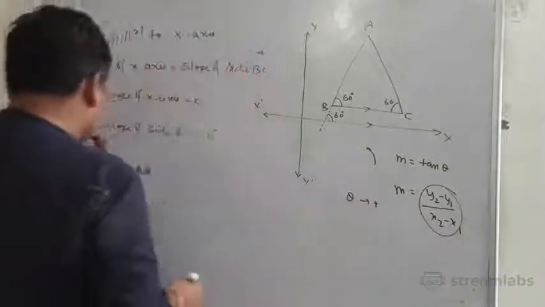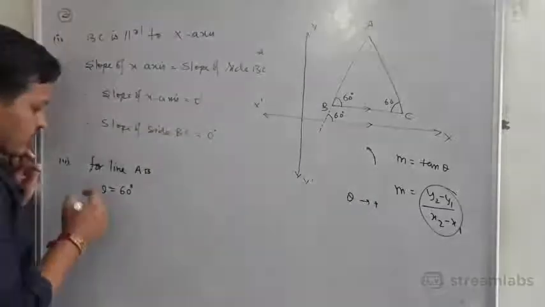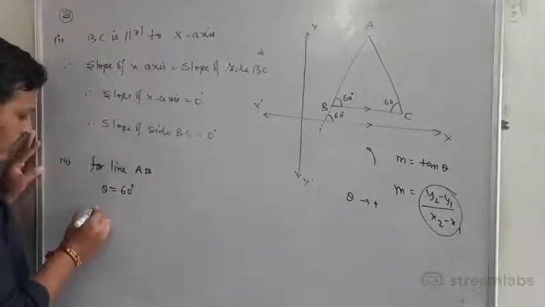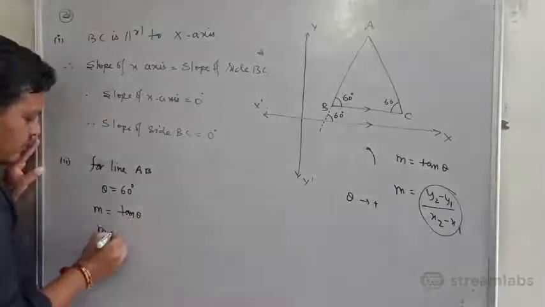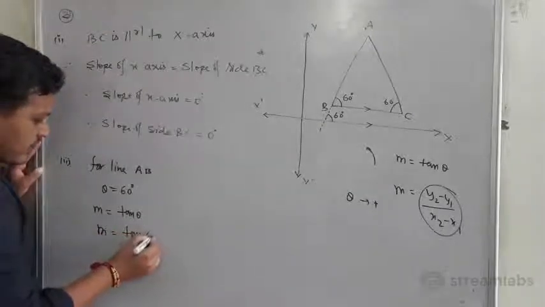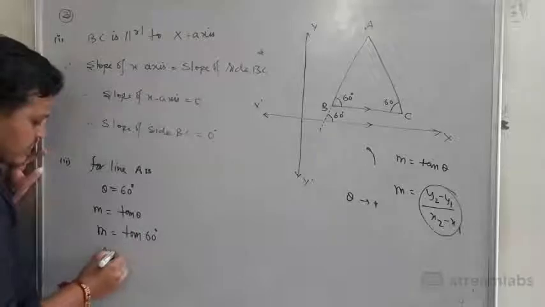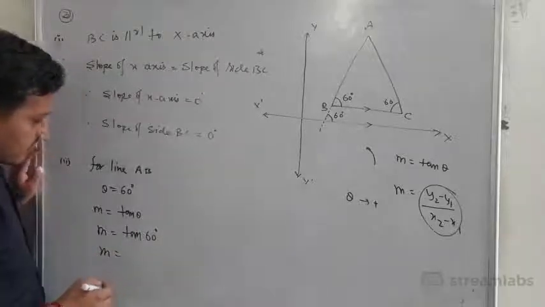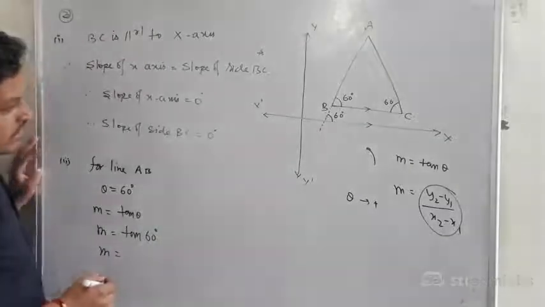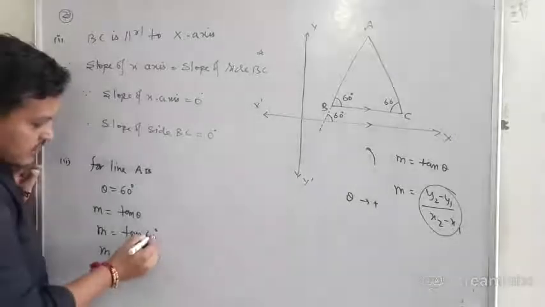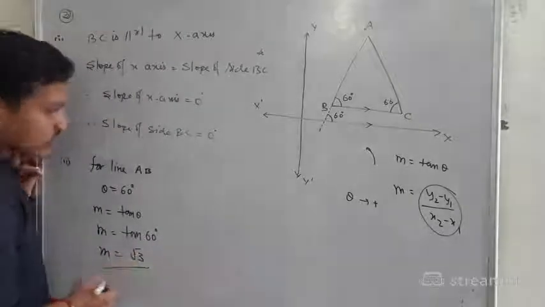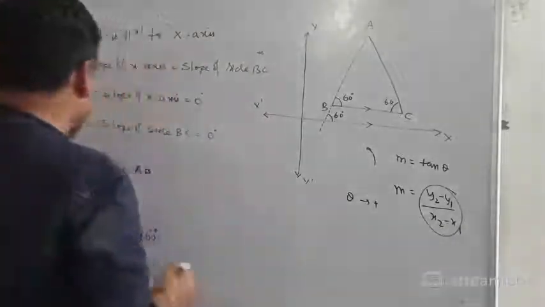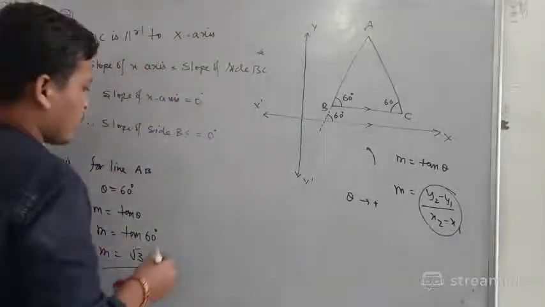I already explained this at the start of this class. So theta will be positive. So m is equal to tan theta, so m is equal to tan 60 degrees. Tell me, what is the value of tan 60? Swati Rawat, what is tan 60? Tan 60 is √3. This is the slope for line AB. So the slope for line AB is √3.